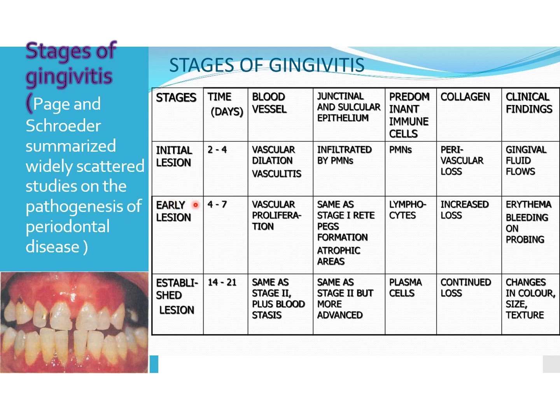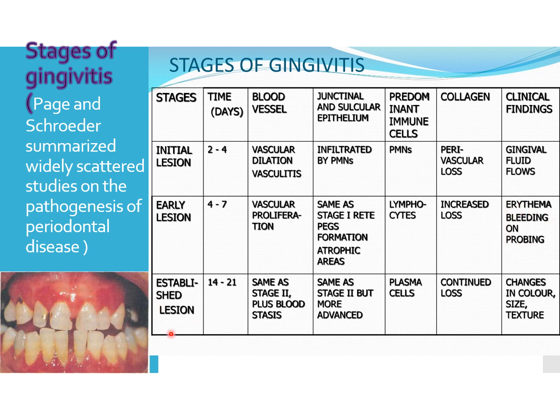Then coming to the early lesion, which occurs within the time period of 4 to 7 days. Coming to the vascularity, there will be vascular proliferation. The junctional and sulcular epithelium will be infiltrated by PMNs, with rete peg formation, and atrophic areas will be more in the early lesion. The predominant immune cells are lymphocytes, and there will be increased loss of collagen. The clinical findings will be erythema, that is the redness of gingiva, and bleeding on probing can be seen.